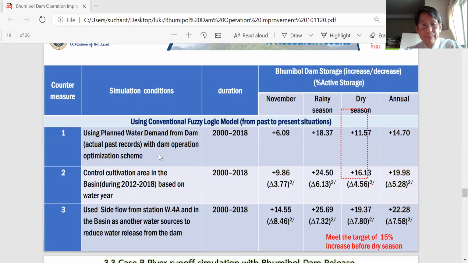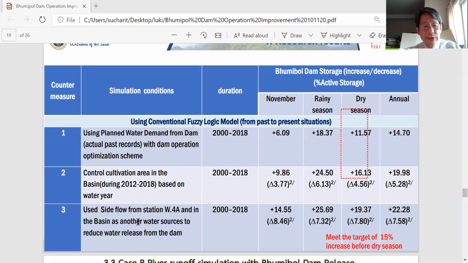Including the rainy season and dry season, we can upgrade by about 11% from the dam operation optimization scheme. Second, we propose that the cultivated area should reflect the rainfall or dam storage. So we control or modify the cultivated area based on the dam storage and also rainfall. This can increase the dam storage by another 5%.